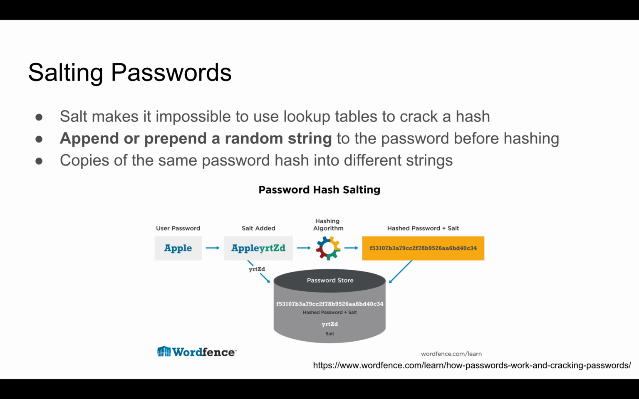However, a method called salting makes it impossible to use lookup tables to crack a hash. We will append a random string to the password before hashing, so this makes the same password hash into different strings. To verify a password, we store the salt along with the hash in the user account database.